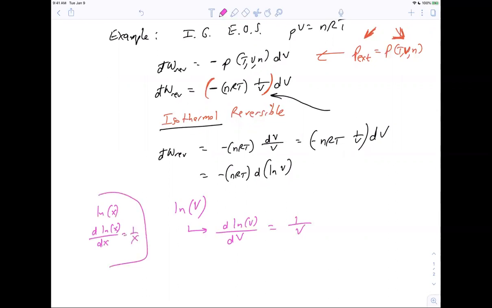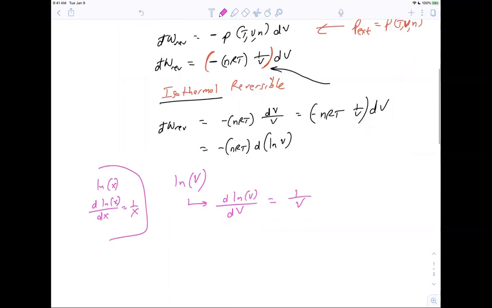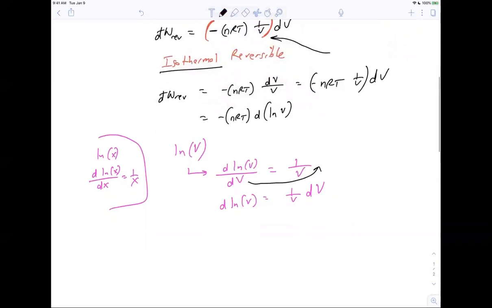So this is the same thing. We just replace x with V, and we can write d natural log V is equal to 1 over V times dV, if we bring over the dV, the differential in volume. And so we see that d log V is 1 over V dV, or dV over V. And this is what we have here. And so that's why we can write this expression now as d log V.